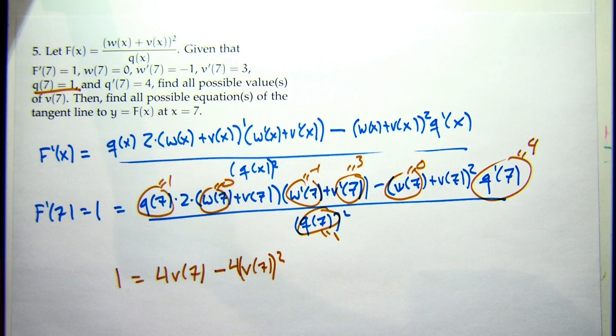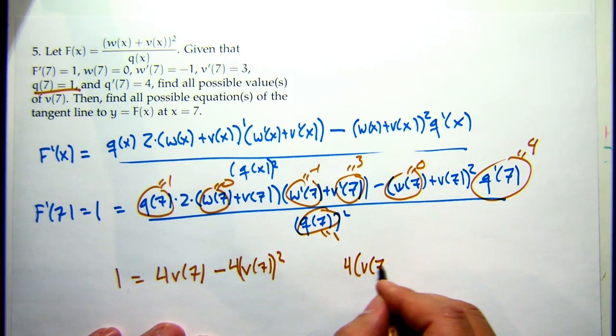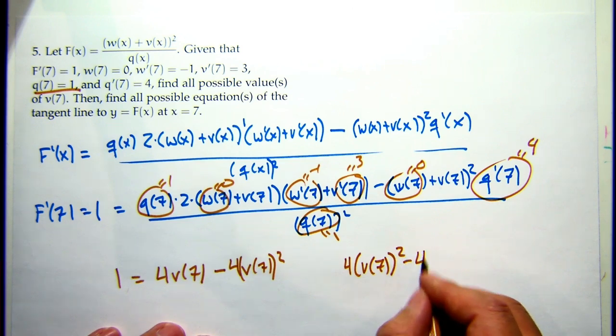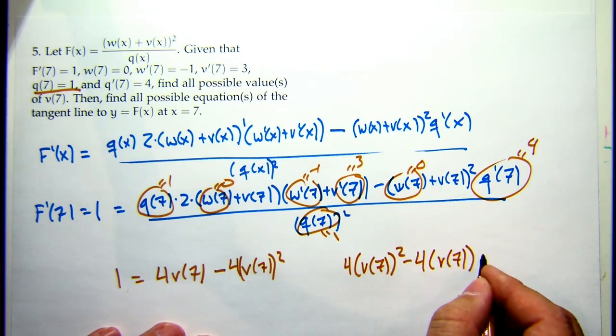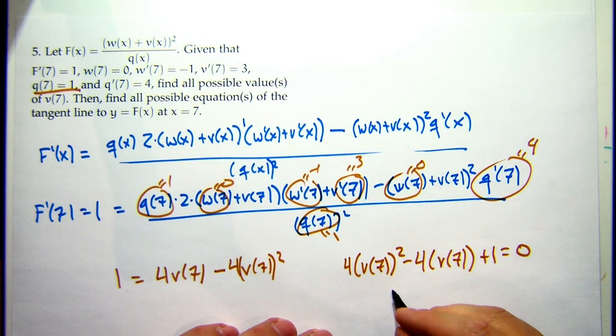That looks great. It looks almost like a polynomial again. We love polynomials because we love algebra, and so we're suspicious that we should get nice polynomials. So 4V of 7 squared minus 4V of 7 plus 1. What's our hope? It factors. Does it factor? Yes, it does.